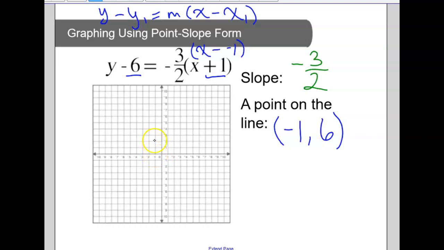So I'm going to go to negative 1, up to 6. Here's my point that I start with. I am going to go down 3, and to the right 2. Down 3, and to the right 2. Keep on going down 3, and to the right 2. I can also go from my beginning point up 3, and then left 2. And the graph of my line is going to look like this.